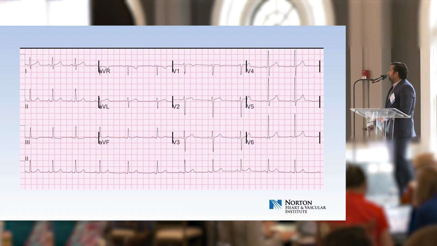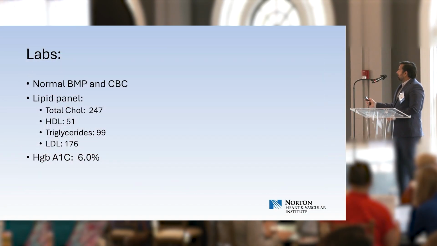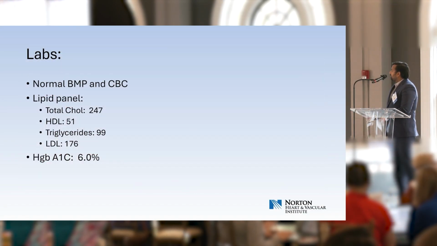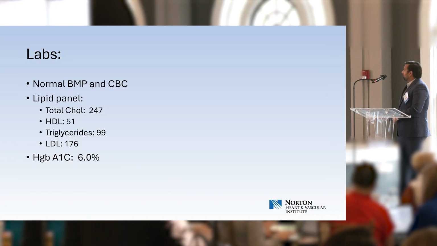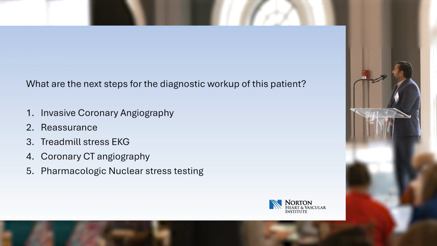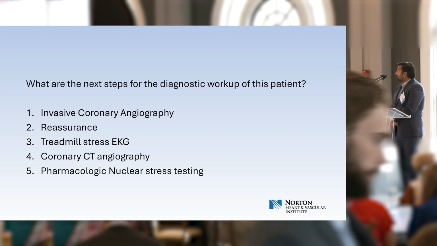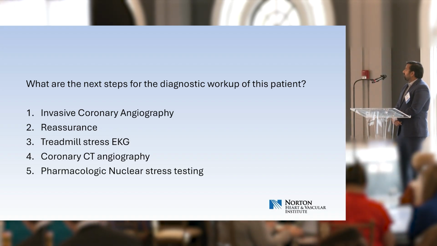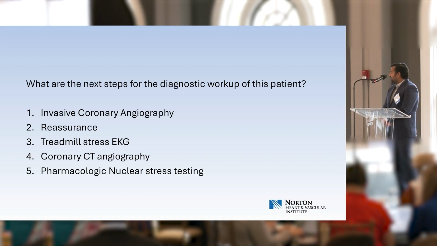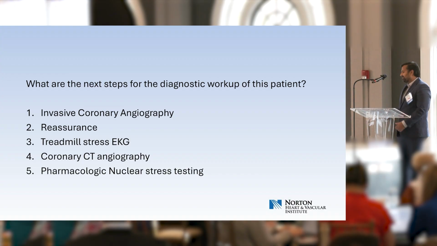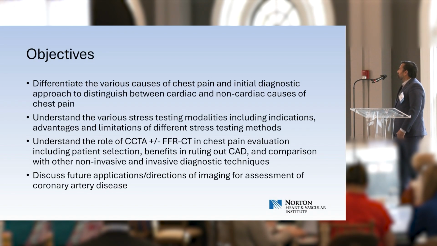He had a fairly normal appearing EKG in the office. Lipids: his LDL cholesterol was elevated at 176, and A1C was 6.0. So if you saw this patient in your clinic, what would be your next steps? Invasive coronary angiography, reassurance, treadmill stress testing, coronary CT, or pharmacologic nuclear stress testing? Just answer in your head.